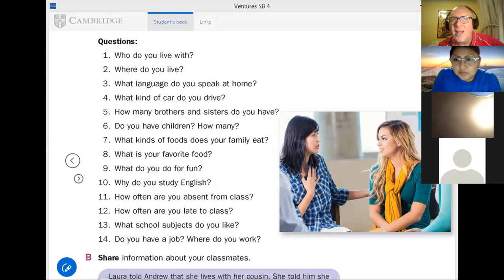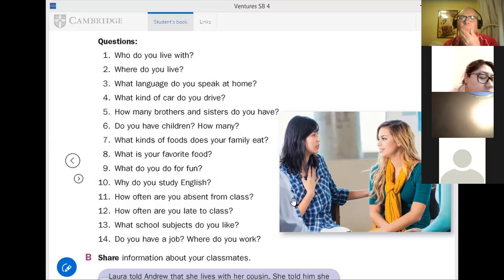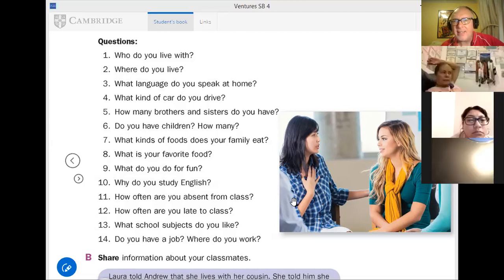All right. Let's see. Who else do I have here? How about Lupe? Can you ask me number 6? Do you have children? Yes, I do. How many? I have 1 daughter. All right. So what can you say? The teacher said he had one daughter. The teacher said that he had 1 daughter.